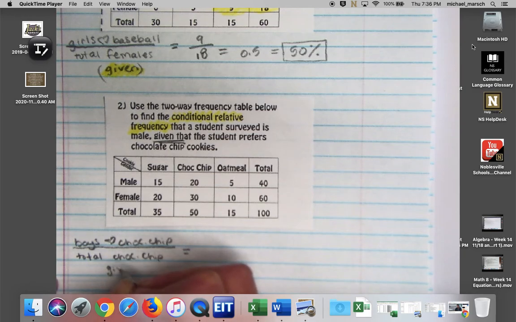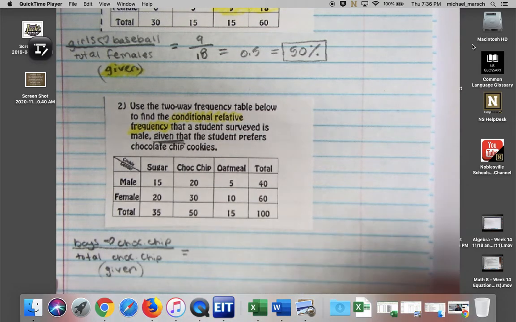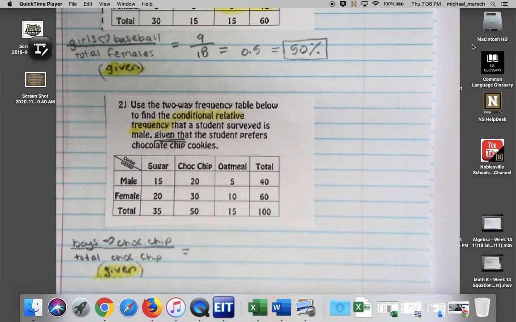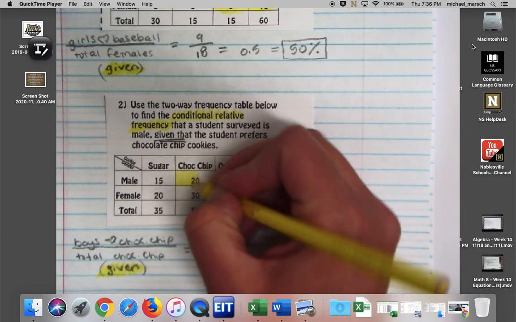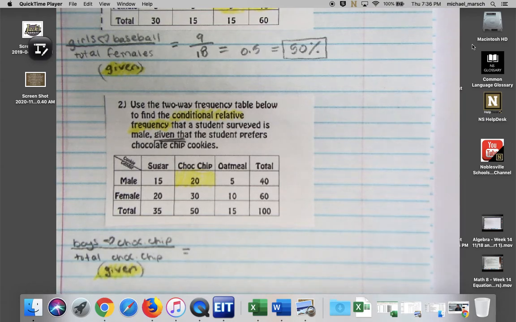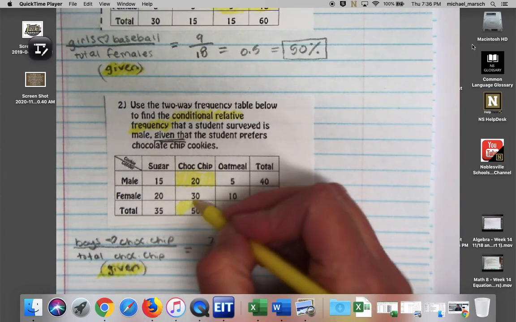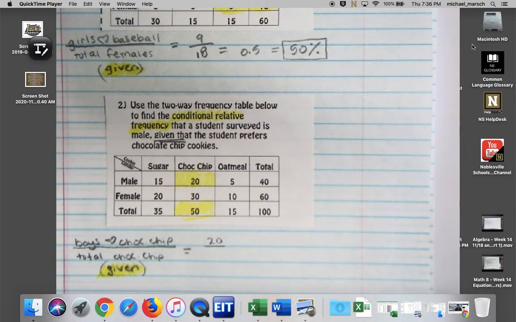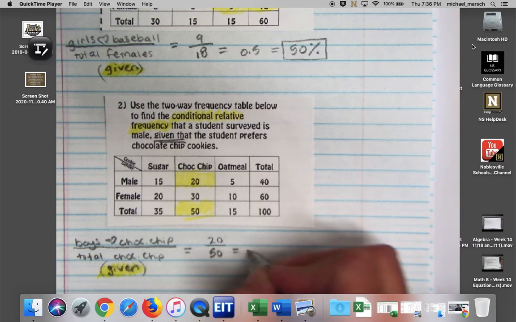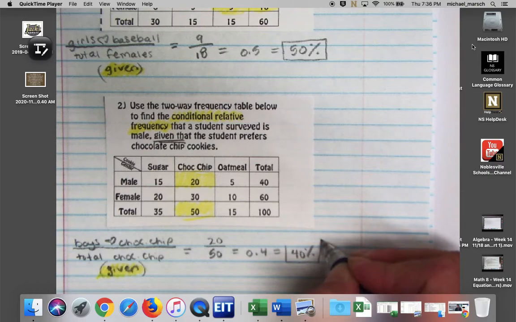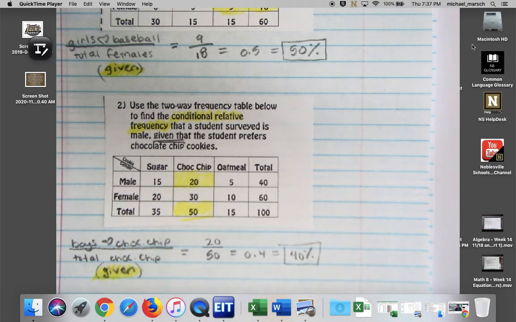Remember, this is my given. I'm going to highlight it again because I really want you guys to focus on that. Okay, so how many boys prefer chocolate chip cookies? Well, we've got 20 fellas. Easy peasy. So that's going to be my numerator. And then how many total people prefer chocolate chip cookies? So that's going to be 50. I get 0.4, which is a beautiful 40%. So 40% of the 100 people surveyed are guys that like chocolate chip cookies.